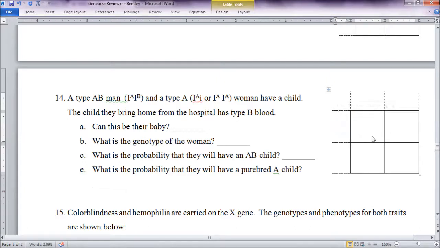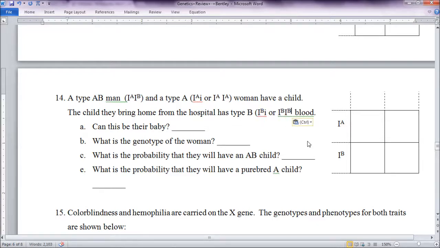We do know the man for sure, because there's really only one possible way that will work. So type A or type B is what the dad can give. We know the child they bring home has type B blood. So the only way that's going to happen is one of 2 ways. It can either be I capital B with an O, or it could be 2 capital B's.